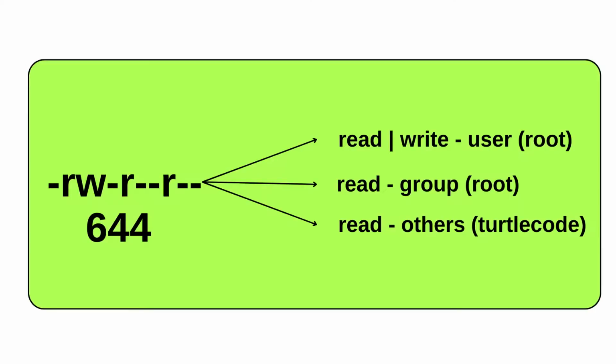That is, the root user has read and write permissions in the file.txt file. The root group has only read permission on the file.txt file. All other users have only read privileges. For example, the TurtleCode user is not in the root group. Therefore, it has only read permission on file.txt. We will change the permissions in the file shortly. You will understand better what the number 644 is here.